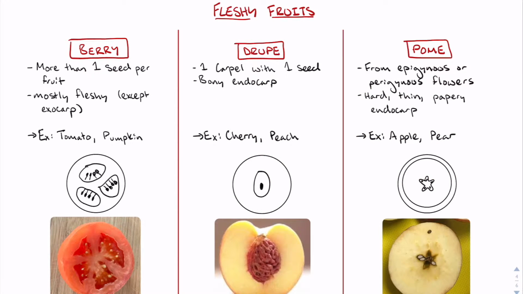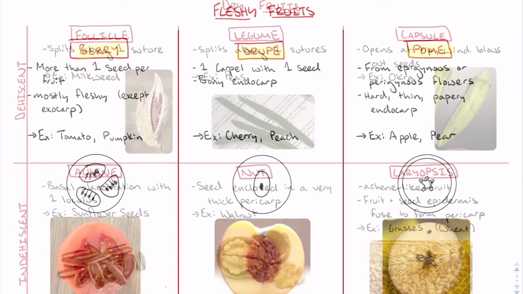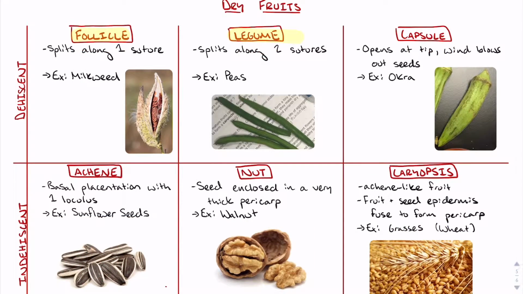Fruits can be categorized as fleshy or dry. Fleshy fruits include berries, drupes, and palms. Berries have more than 1 seed per fruit and are mostly fleshy besides their skin or rind-like exocarp. Drupes have a single carpel that produces a single seed surrounded by a bony endocarp. Palms arise from the epigynous or perigynous flowers, where the floral tube produces the bulk of the fleshy tissue and the carpels fuse to form a hard, thin, papery endocarp. Dry fruits include the follicle, legume, capsule, achene, nut, and caryopsis. Dehiscent fruits like the follicle, legume, and capsule will split to release their seeds, while indehiscent fruits will not split.